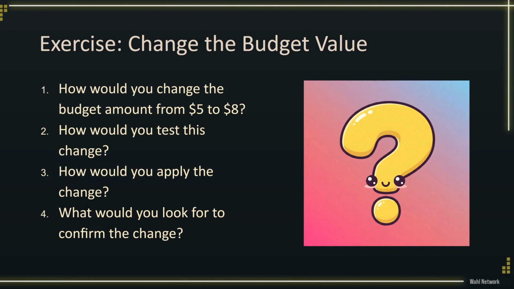The last section of this course is a little bit of an exercise. I want to give you a little bit of a challenge to go through to make a simple change. See how you do. Let's change the budget value for the budget resource contained within Terraform from $5 to $8. How would you make this change? How would you test this change? How would you then apply this change? And where would you go to look to see the results of this change? Pause here, give it a shot, then resume when you've gone through it.